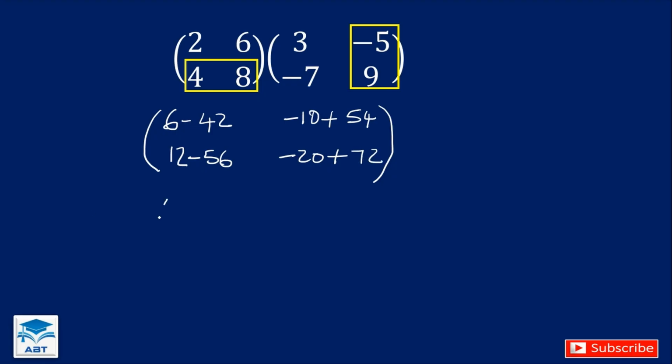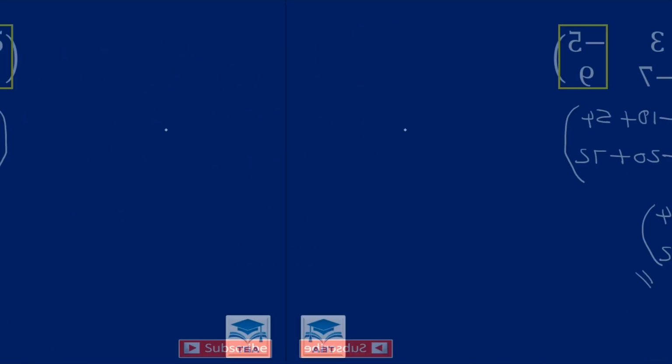+72. And now 6 minus 42 is -36. And -10 plus 54 will give us 44. 12 minus 56 is -44. And -20 plus 72 will give us 52. This is the answer. Let's take another question.